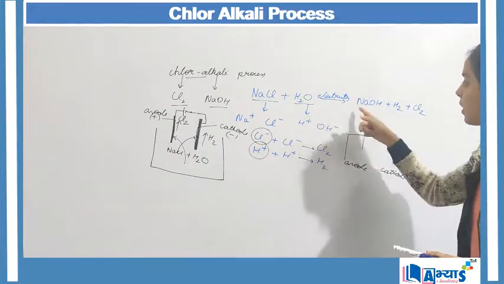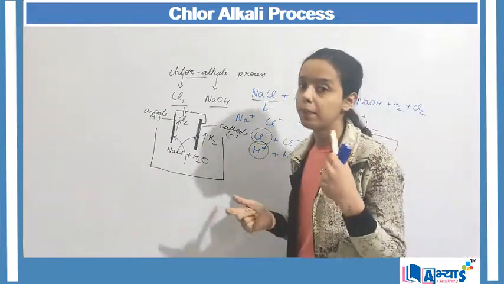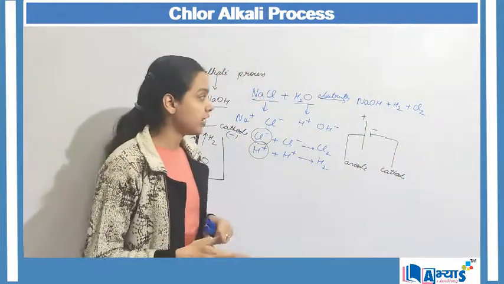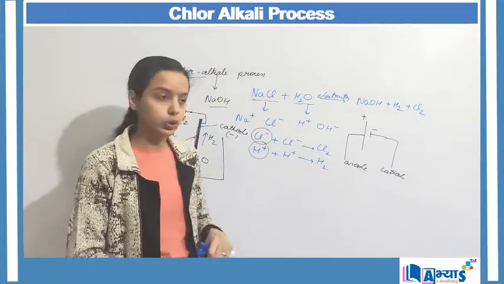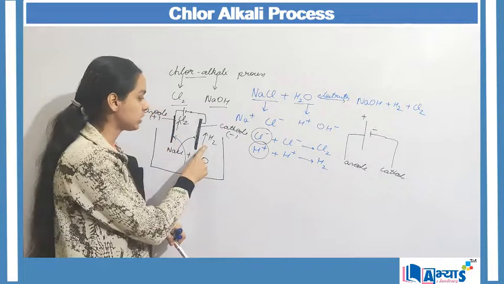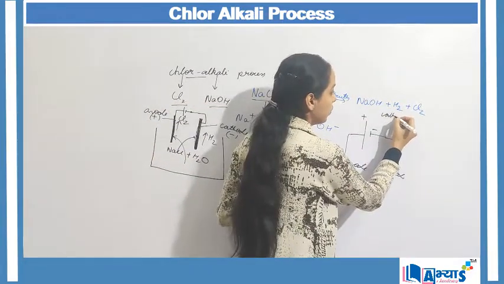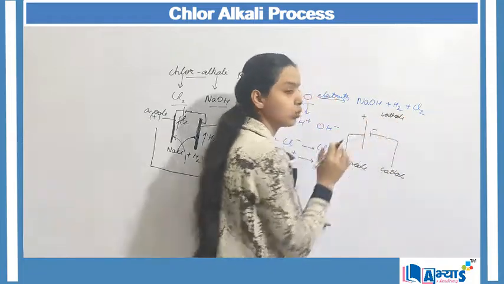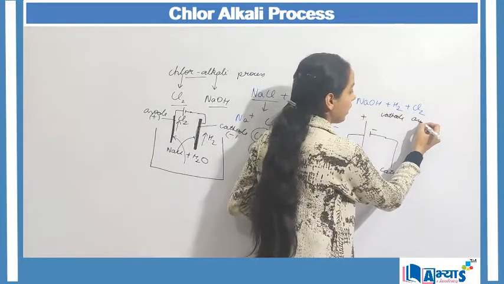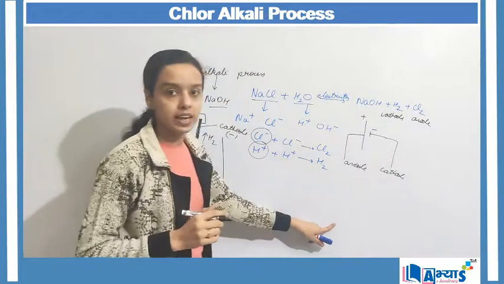Like if we have the chemical equation consisting of NaCl plus H2O giving us NaOH, H2 and Cl2. Now you can see that H2 is liberated at the cathode. So you can always write cathode below the H2 gas, and you can write anode below the Cl2 gas.